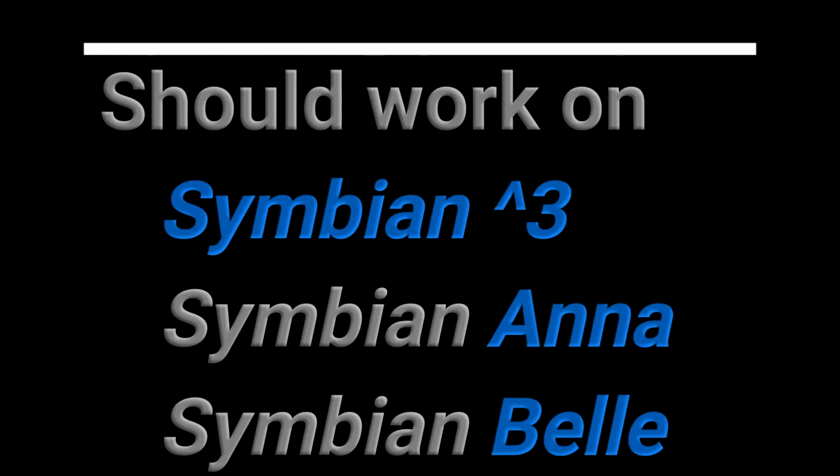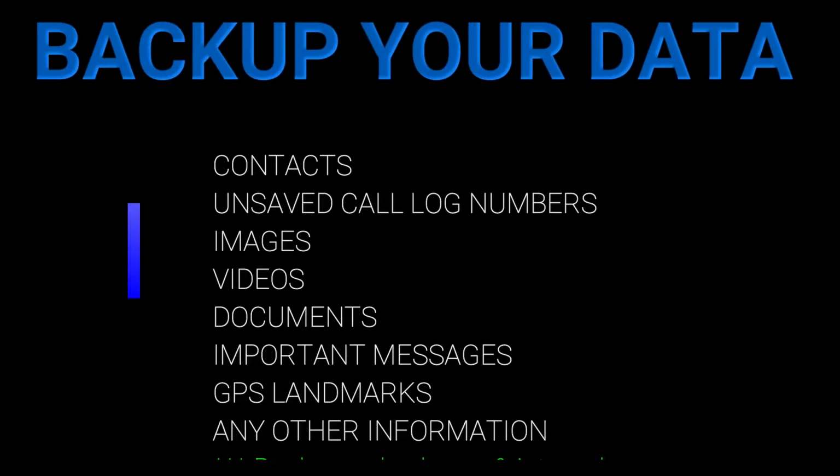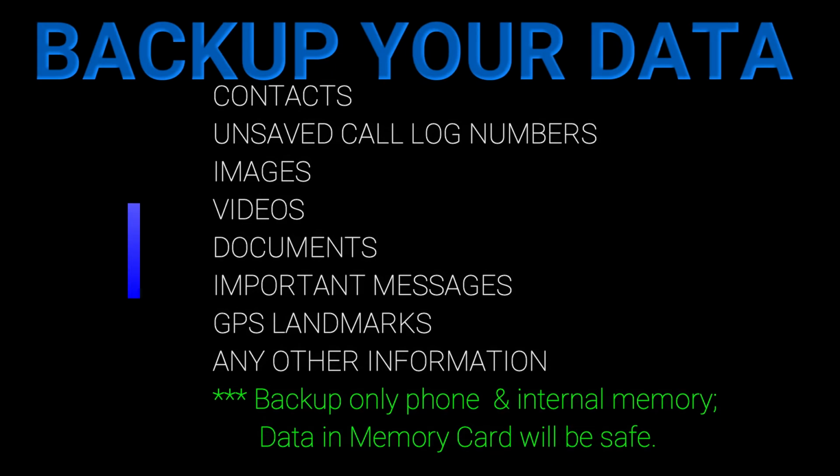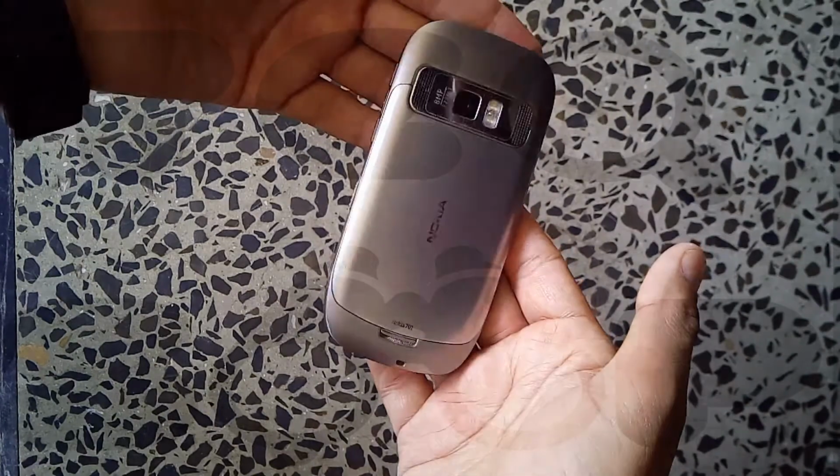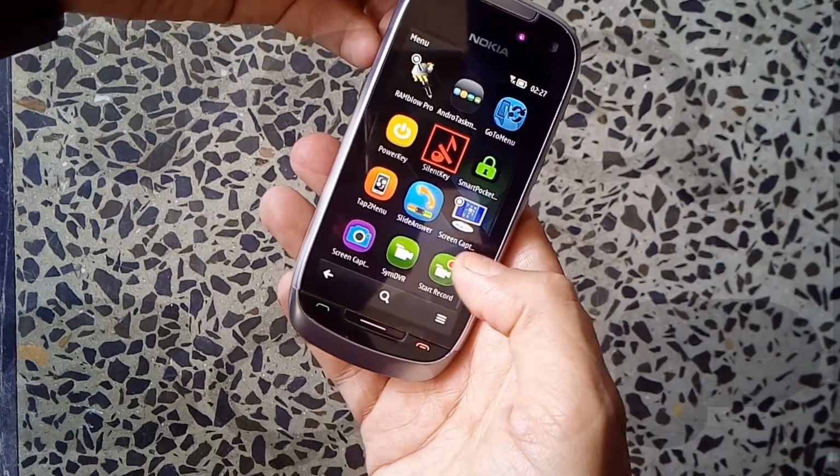This hack should work on all Symbian 3, Symbian Anna and Symbian Belle devices. This procedure involves resetting your phone and you will lose all data on the phone, so please make a backup first. The phone that I'll be using for this demo is a Nokia 701. This is a Symbian Belle device.